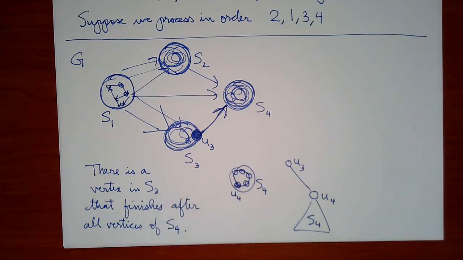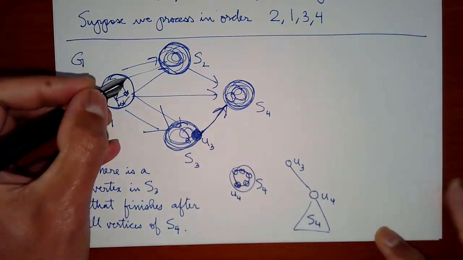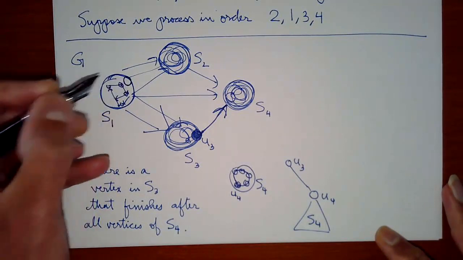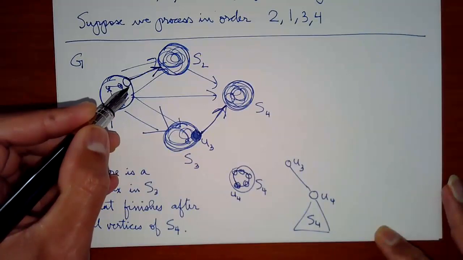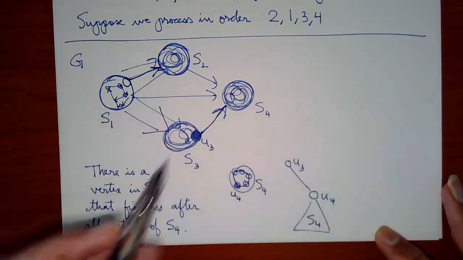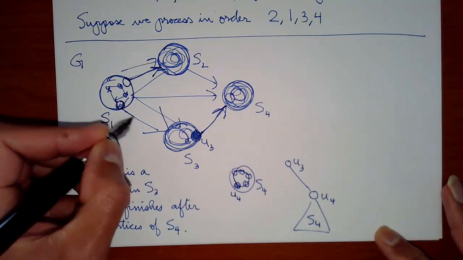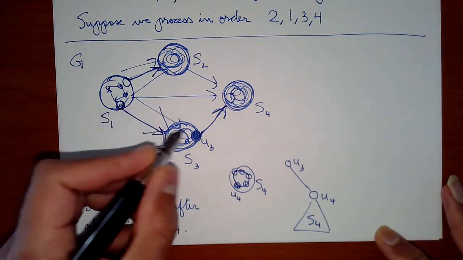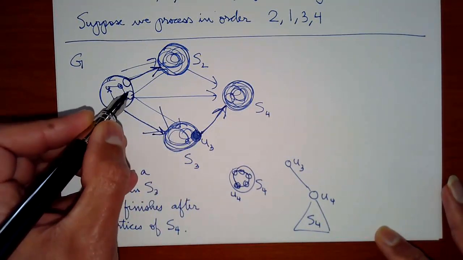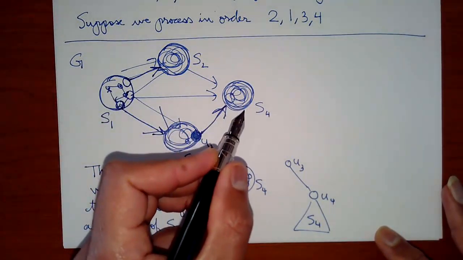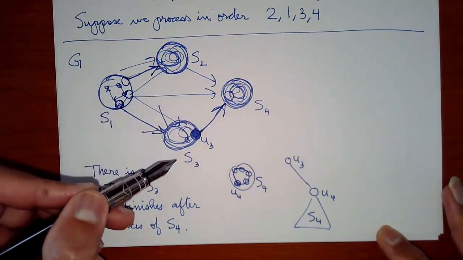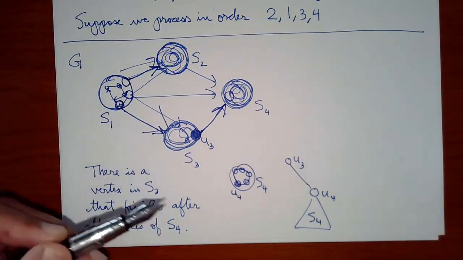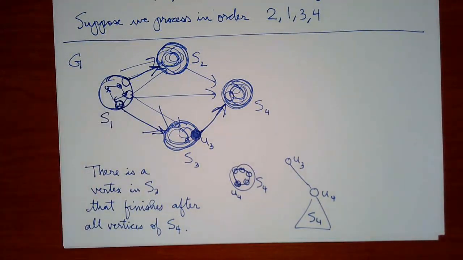Take this argument again. You know that there is a vertex in S1 that has an edge to S2. This vertex has to finish after S2. There is a vertex in here that has an edge to S3. This vertex finishes after S3. So a vertex in here finishes after S4. So there is a vertex that finishes after every single component. Hence, if you look at the one that maximizes, it's in S1. The last vertex to finish is in S1.